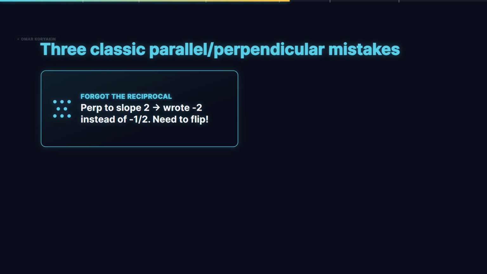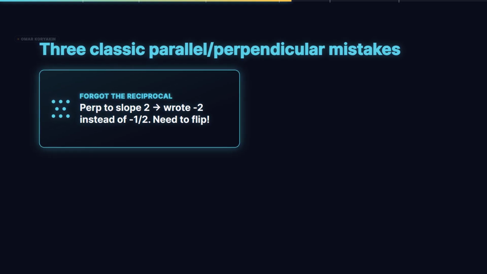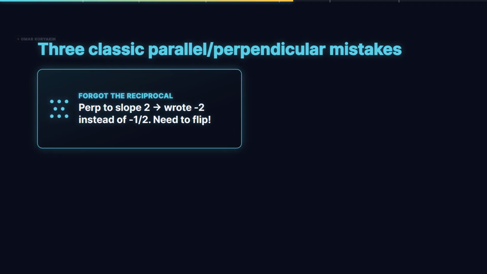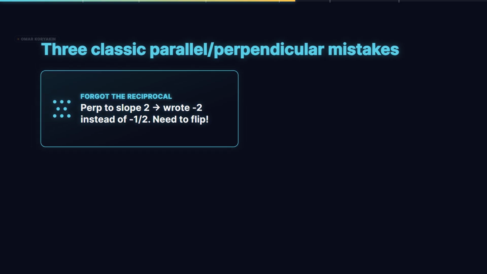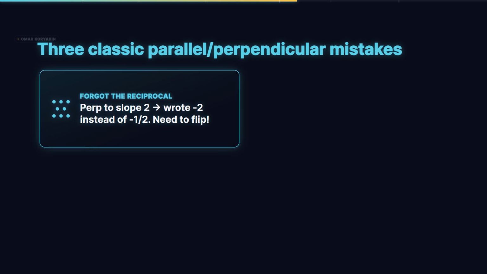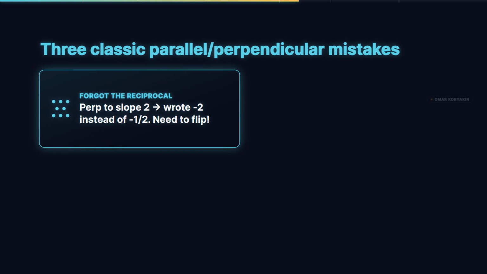A student looking at a perpendicular relationship to the slope 2 writes the new slope as -2 when the correct perpendicular slope is -1/2. The rule is negative reciprocal: change the sign and flip the fraction. Both moves are required, not just the sign change. The fix is to say "flip and negate" out loud while computing the perpendicular slope until the two-step move becomes a permanent reflex.